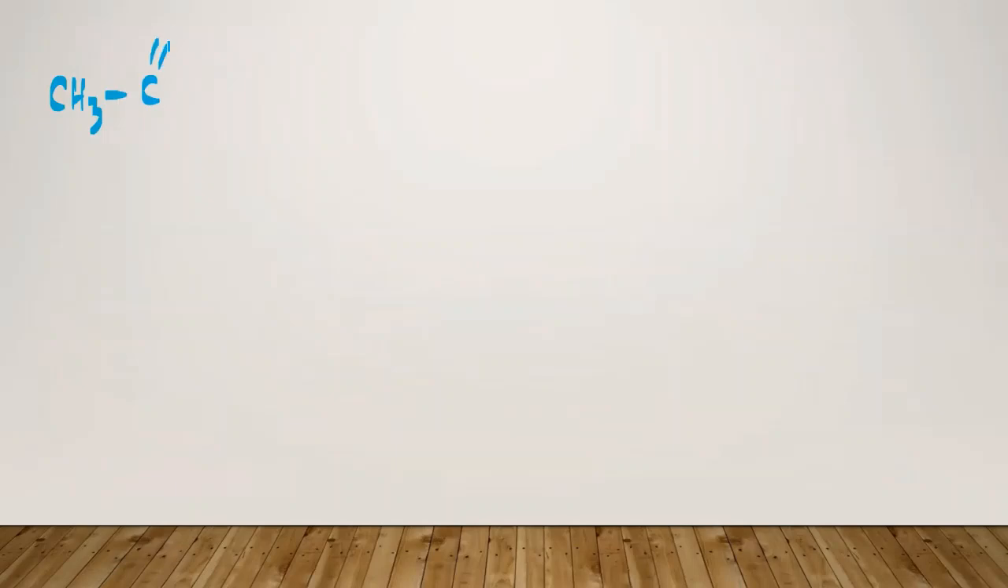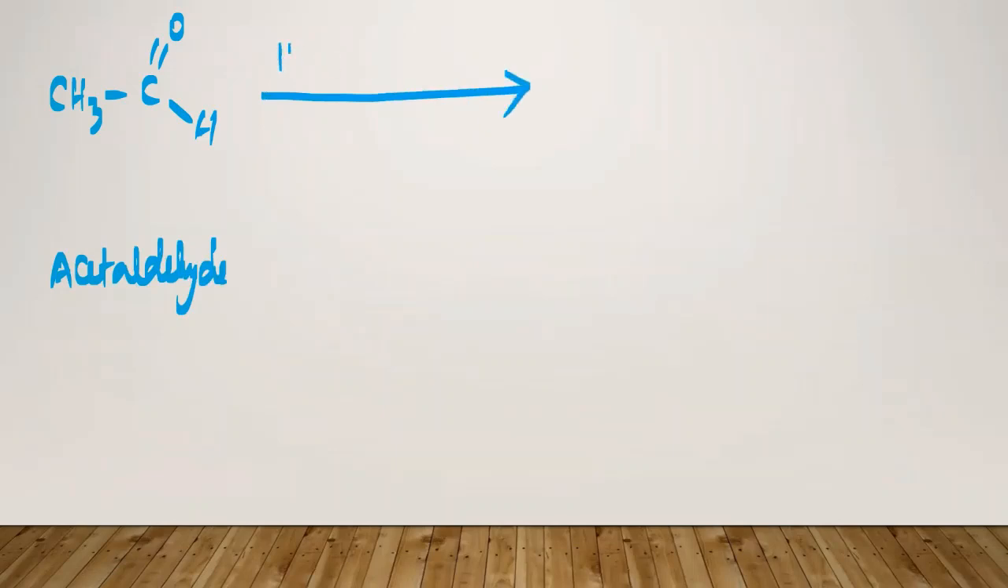CH3, C double bond O and H. This is acetaldehyde. So let us use in the first step the Grignard's reagent, CH3MgBr, as our Grignard's reagent, followed by hydrolysis with water.